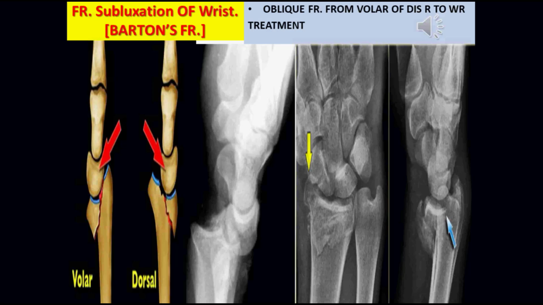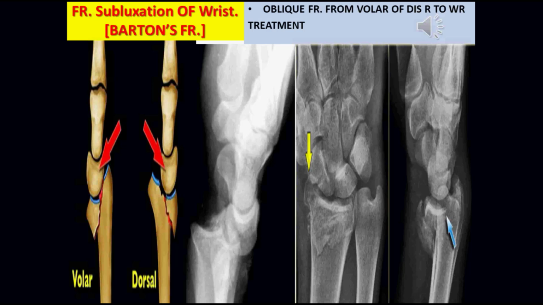Barton's fracture subluxation. This is an oblique fracture from the articular surface of the radius. The fracture line will pass either toward the volar side of the radius or toward the dorsal side of the radius. And this will produce two types of Barton fractures, volar Barton and dorsal Barton fracture.